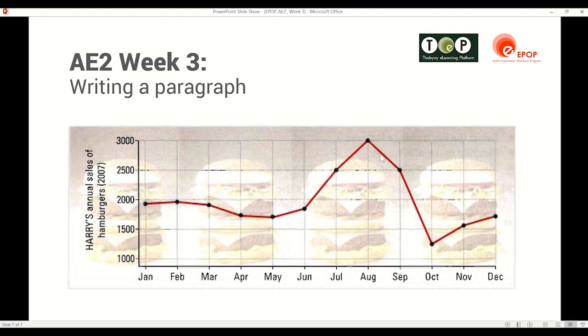And there was a sharp fall in the number of monthly sales, down to a trough in October of around 1,250 hamburgers sold in that month. Then between October and December, the number of hamburgers sold rose gradually to around 1,700 hamburgers sold. So the graph shows that between the months of July and September, Harry's restaurant sold the most hamburgers, and October was the worst month for hamburger sales.